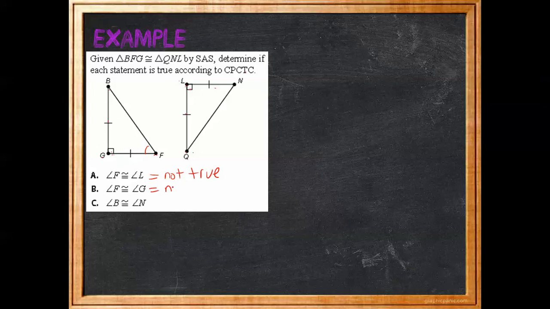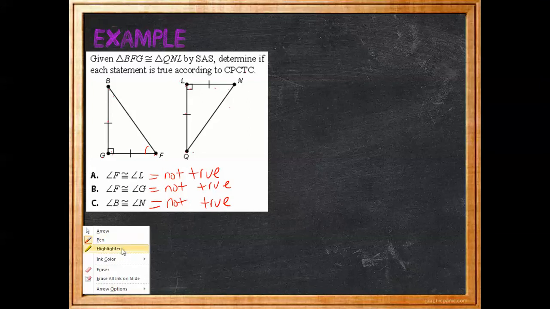Now we're going to say that angle F is congruent to angle G. Okay, that's also not true because CPCTC is talking about two different triangles. We can't compare angles within one triangle using CPCTC. Now this one says that angle B is congruent to angle N. Okay, again, those are not in the same spot, so we can't say that those are true, okay?